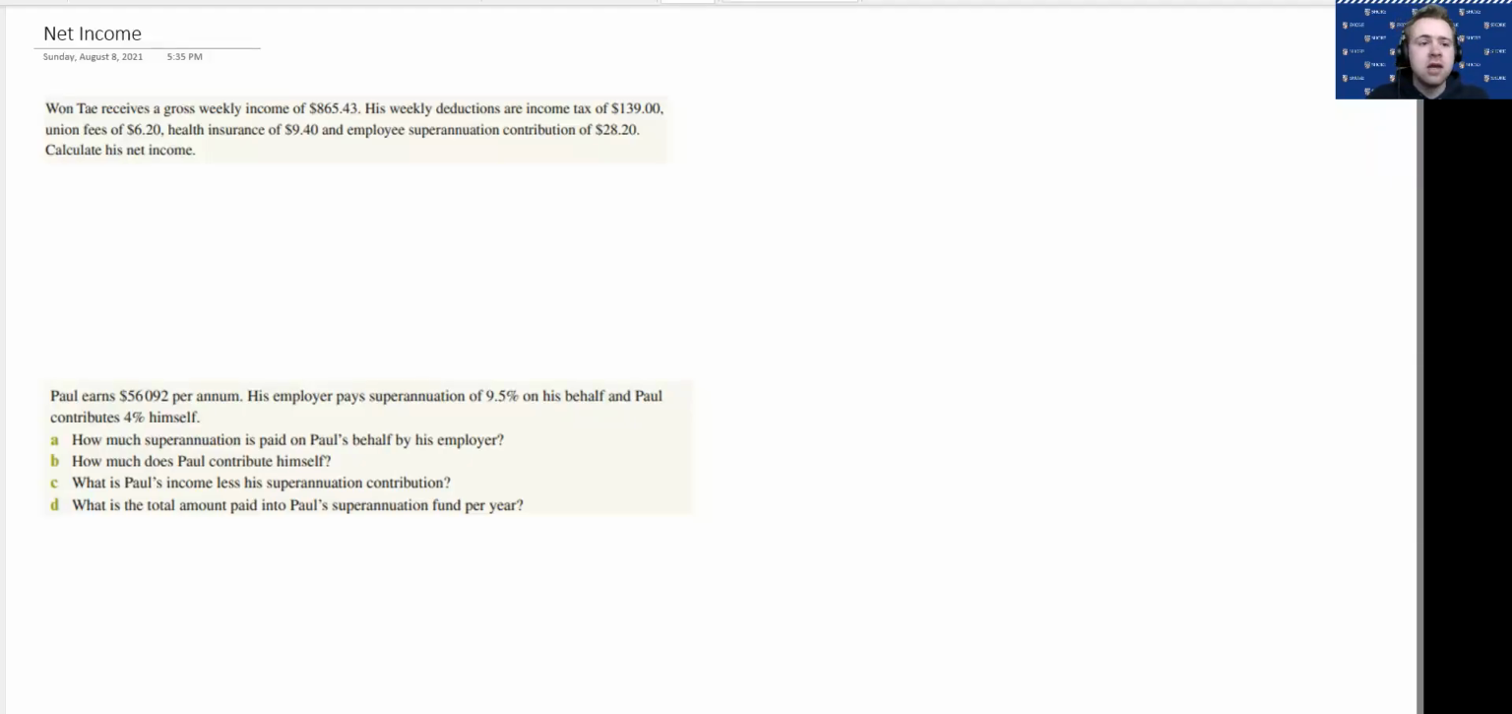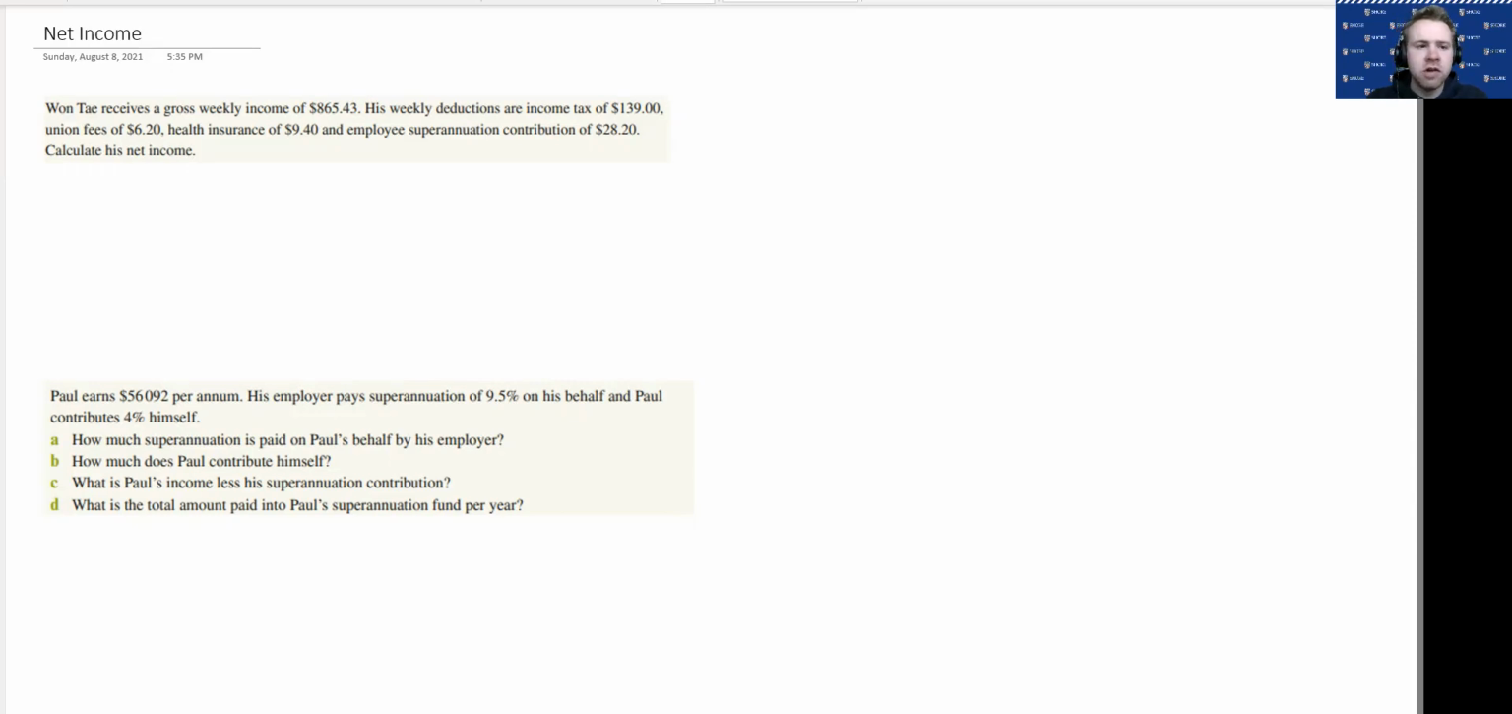Today we're looking at net income. So basically, if we want to calculate how much income we actually receive once we've accounted for all other deductions that might be taken from our normal income. This is not including regular expenses like rent or mortgage repayments or food. This is just including a variety of things. We're going to look at superannuation, and other things that we can use to calculate net income.